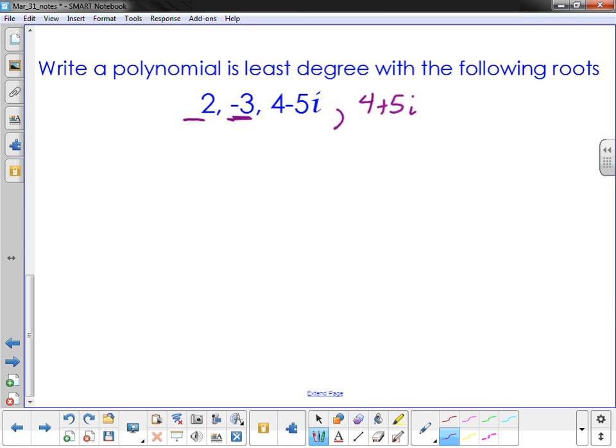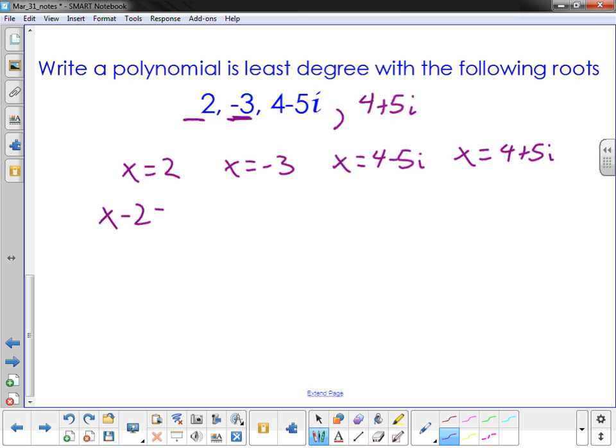So now what do we do with this? I let each of these equal x. So x would equal 2, x would equal -3, x would equal 4 minus 5i, and x would equal 4 plus 5i. Now, I want to set each of these equal to 0. So that means I got to move the 2 to the other side, so it would be x minus 2 equals 0, or x plus 3 equals 0, or x minus 4 plus 5i equals 0, or x minus 4 minus 5i equals 0. So I'll let each of those equal 0.